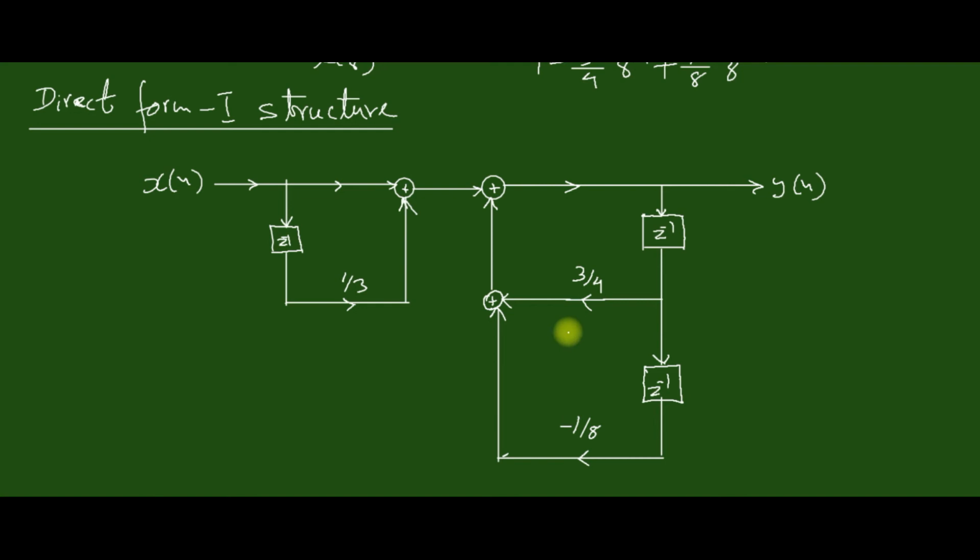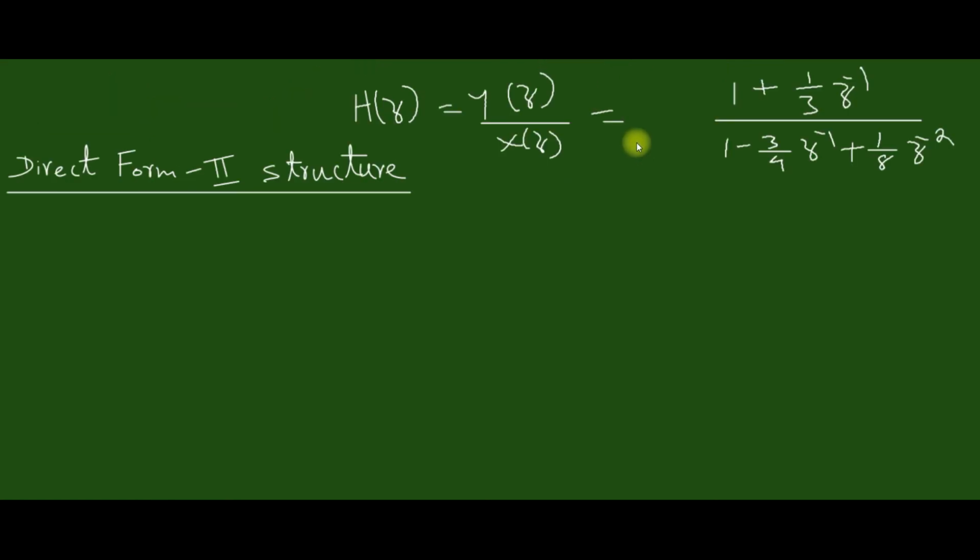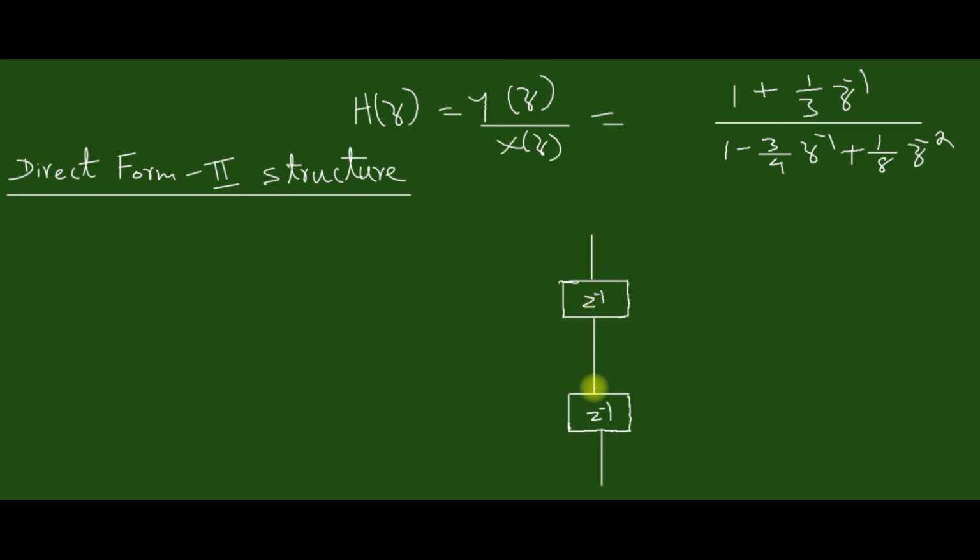Now let us draw the direct form 2 structure. In the case of direct form 2 structure, the numerator coefficients, that is the b coefficients, come to the right side of the structure, and the a coefficients, the denominator coefficients, come to the left side. Here you can see the maximum number of delays in the system is 2. So first of all we can draw the delays. Draw the 2 delays in this pattern.